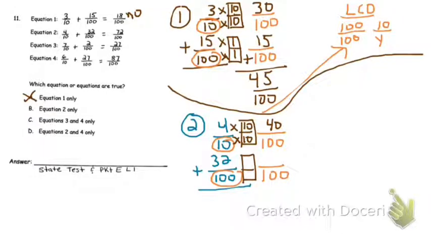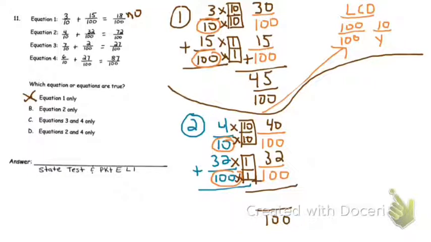100 times what is 100? Well, 100 times 1 is 100. Whatever I do in the bottom, I must do in the top. So 32 times 1 equals 32. Now I can add these together. The denominators were made the same because they're going to stay the same, so my denominator is 100.